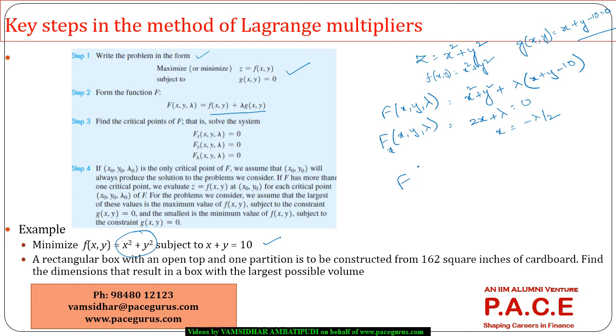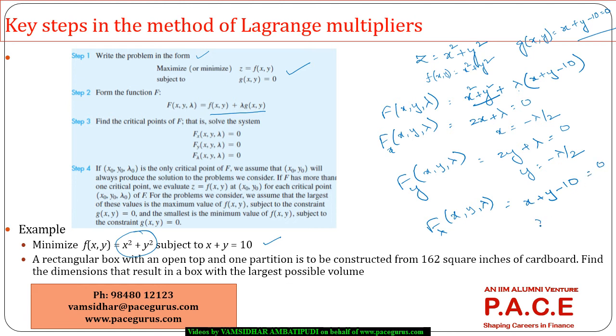Okay. Now the same F of x, y, lambda, I take the derivative with respect to y. 2y plus lambda, that is what it is. Even this I am equating to 0, meaning y equal to minus lambda by 2. Now I will find the derivative of this function with respect to lambda itself. So these two are constant. If I am taking with respect to lambda, it is nothing but x plus y minus 10. So this I am equating to 0, making it x plus y equal to 10.